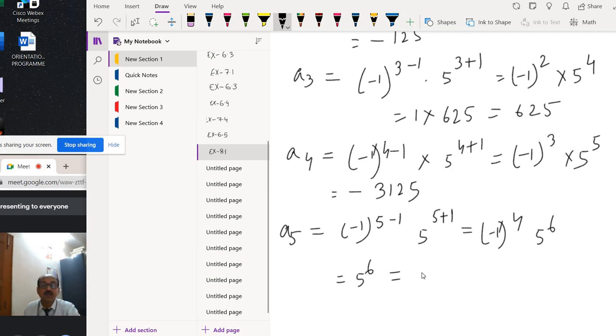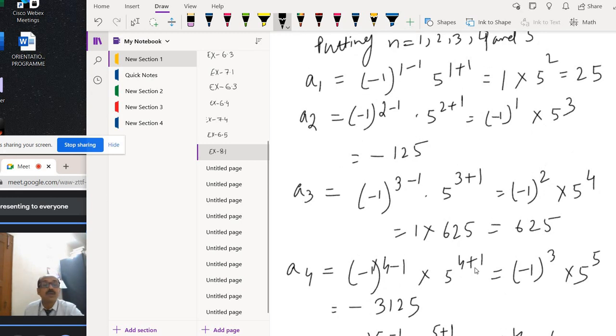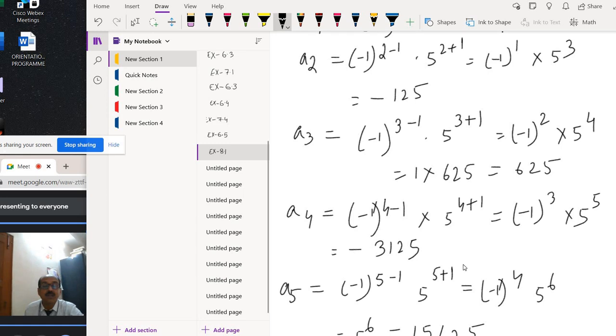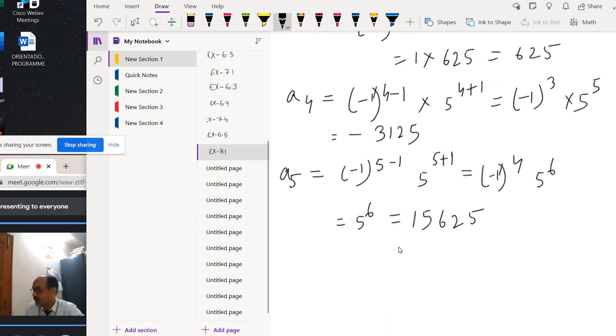So 3125 into 5 is 15,625. So these are the 5 terms: 25, minus 125, 625, minus 3125, and 15,625.